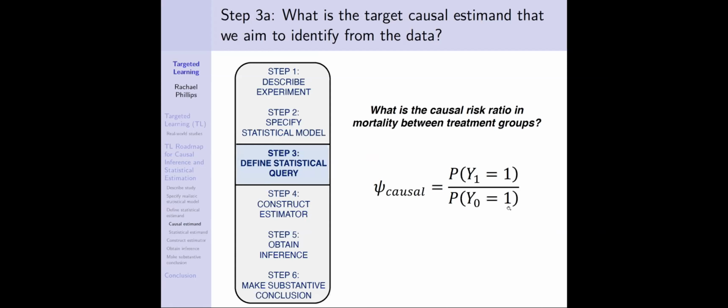The next step is to define the statistical query. In this example, we are going to use a causal inference framework to identify the target causal estimand that we aim to identify from the data. So in this example, we have an additional step of going from the causal world to the statistical world. And this is common in experimental studies, but you can also do this kind of thing in an observational data analysis as well. So our motivating causal question is, what is the causal risk ratio in mortality between treatment groups? And here I've defined the parameter, which I use subscript causal.